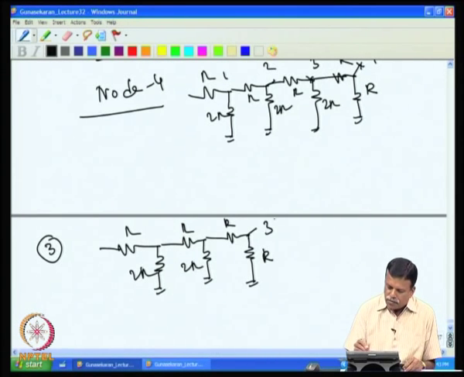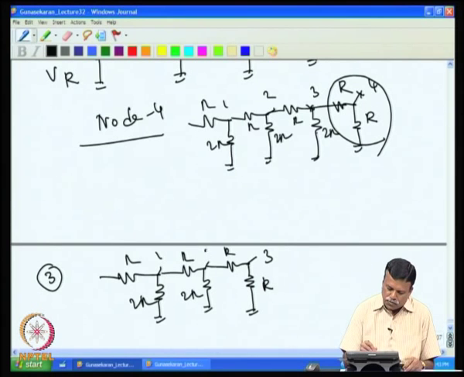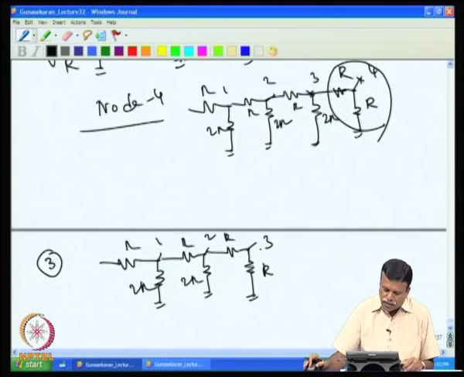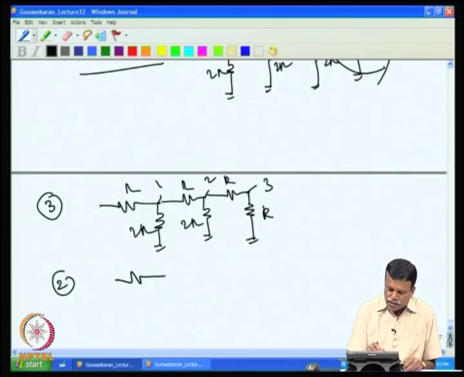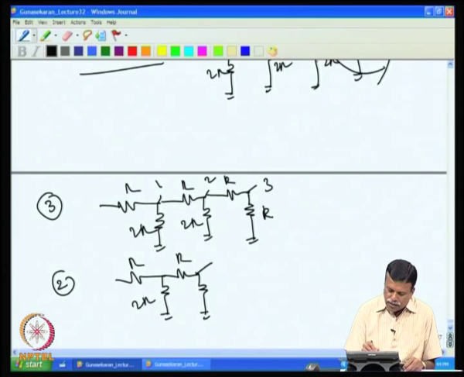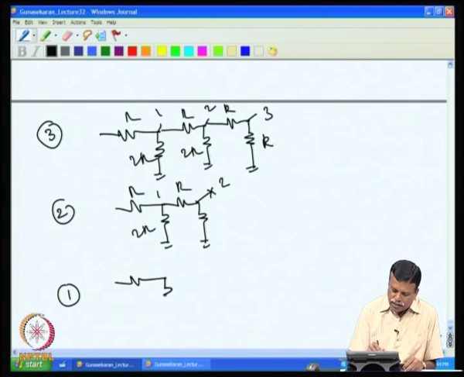This is node 3, because if you see this, these two constitute 2R, and that in parallel with 2R makes it R. So, you have R, 2R, this is node 1 and this is node 2, and that becomes node 3. So, this again you simplify, for example, at node 2, it actually becomes much simpler. So, you have R and 2R, then I have R and again R, that is node 2, that is node 1.